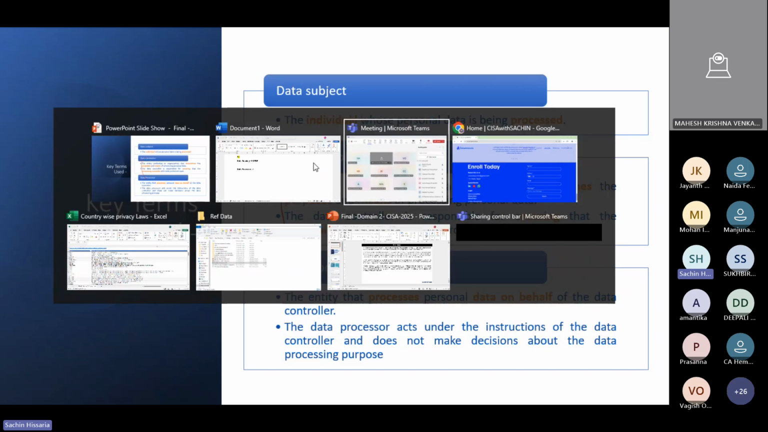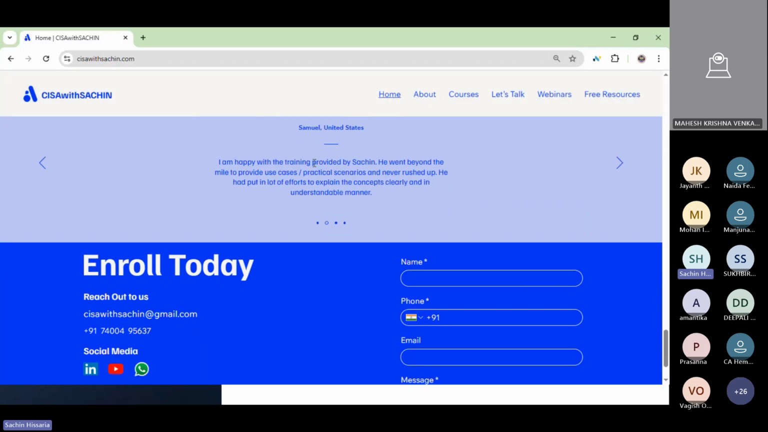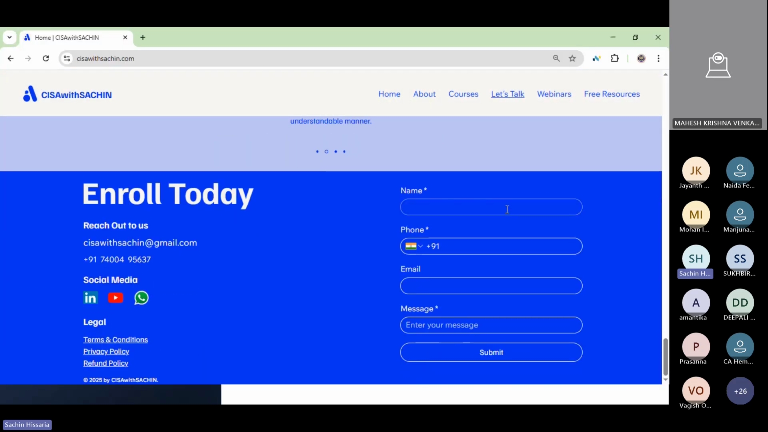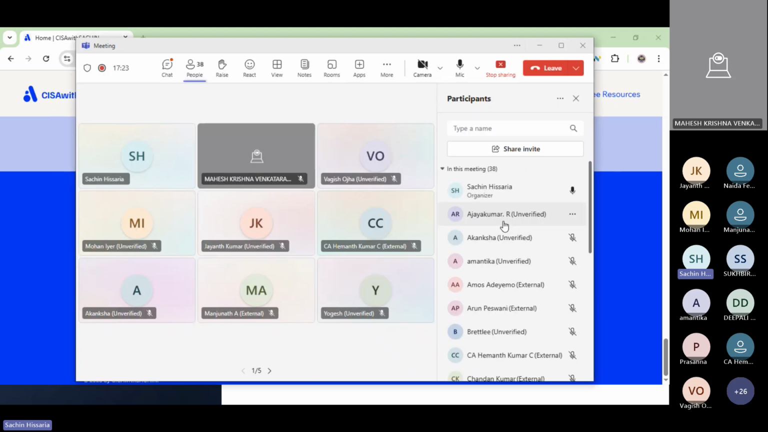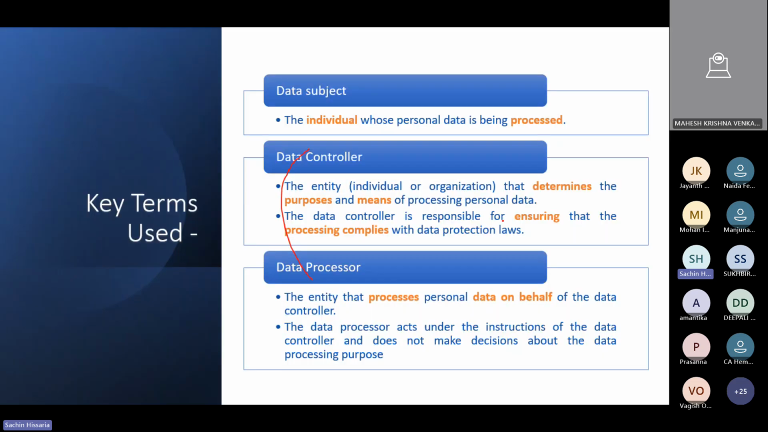For example, guys, suppose this is a website on which you are providing data. Now, suppose I have taken services from AWS or maybe Azure, who are managing and processing that data on behalf of me. So they are like a processor for me.